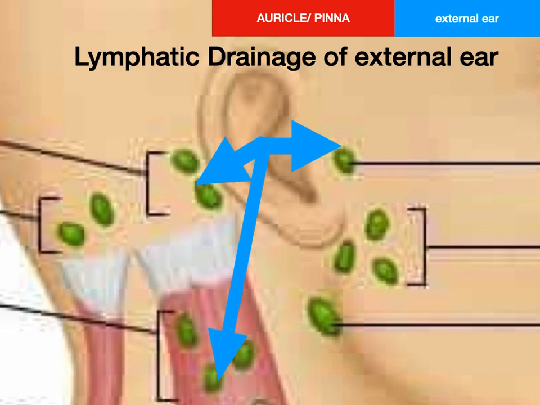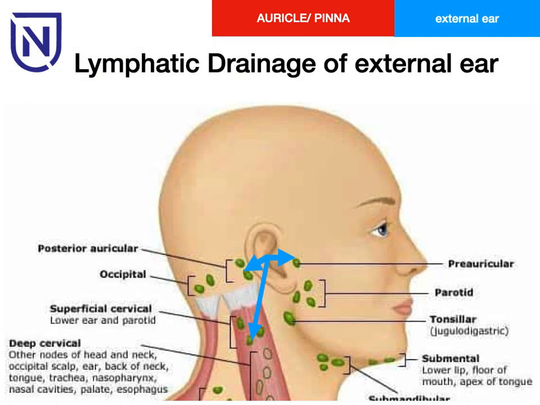Lymphatic drainage of the external ear is divided: the anterior part is drained by the preauricular and parotid group of lymph nodes, the posterior part by the posterior auricular or occipital group of lymph nodes, and the inferior part by the jugulodigastric group of lymph nodes or the deep cervical group of lymph nodes.